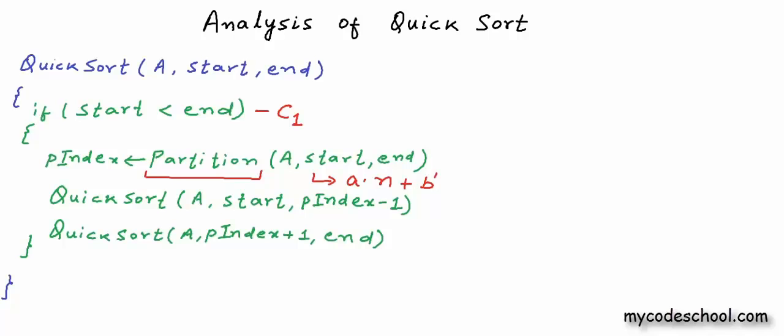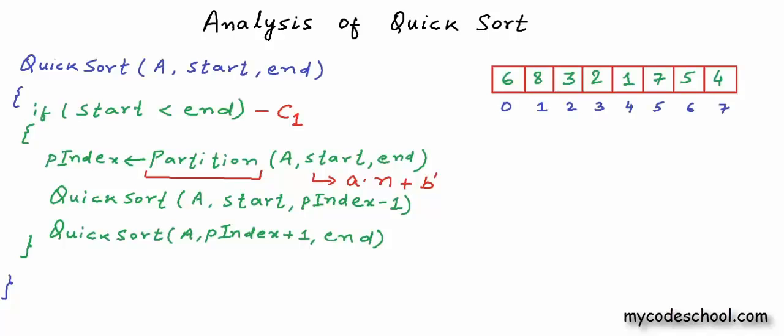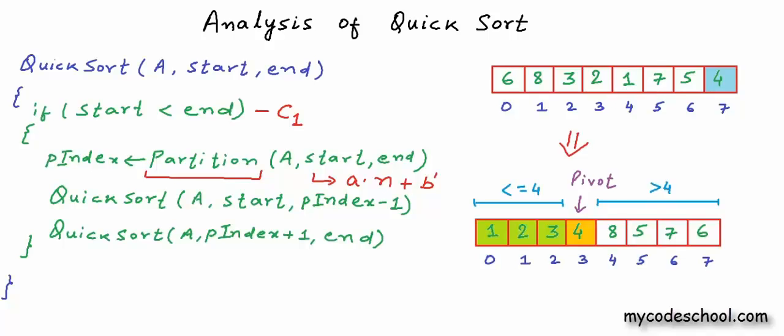In partition function, we choose an element as pivot. In our partition function, we are always choosing the last element in the segment of the array passed to quicksort, or the element at end index as pivot. I'm drawing an array of integers here, and let's say the whole array is passed to the quicksort function. So start is 0 and end is 7. 4 will be picked as pivot, and we will rearrange the array such that all the elements lesser than the pivot will lie towards its left, and all the elements greater than the pivot will lie towards its right.